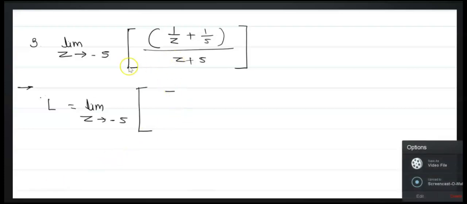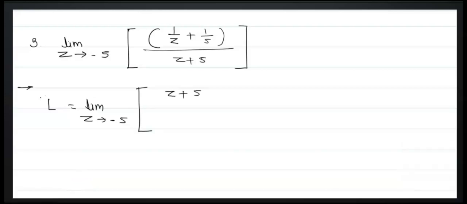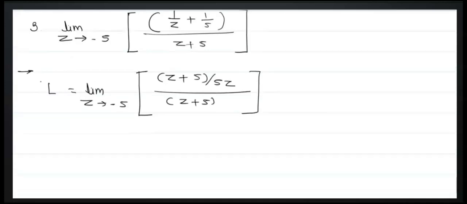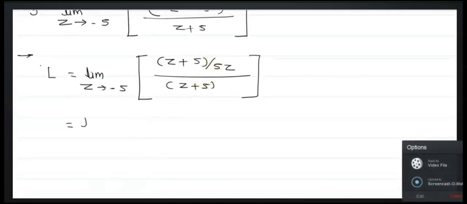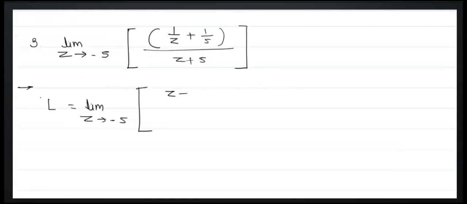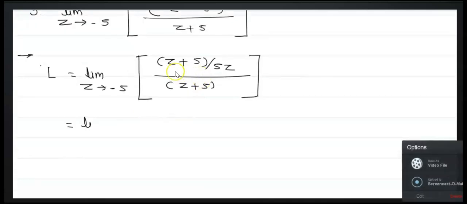Now, if we take the direct limit, that is z is equal to minus 5, then you get the denominator as 0, which is an indeterminate form. Therefore, to avoid the indeterminate form, we simplify. We take the cross multiplication first of all. That is 5 plus z upon 5z, upon z plus 5.